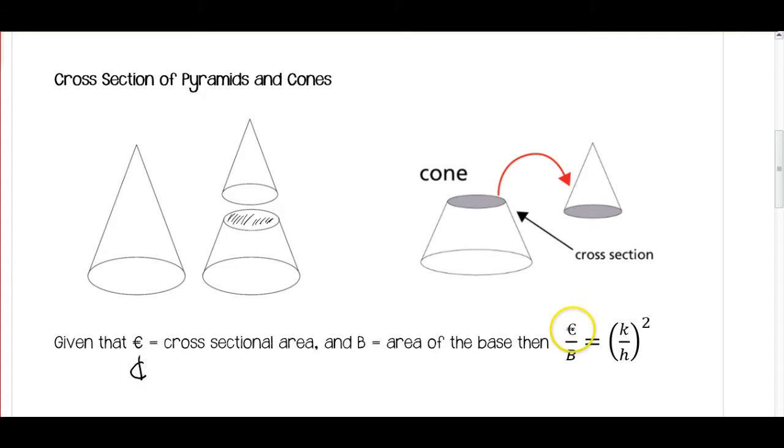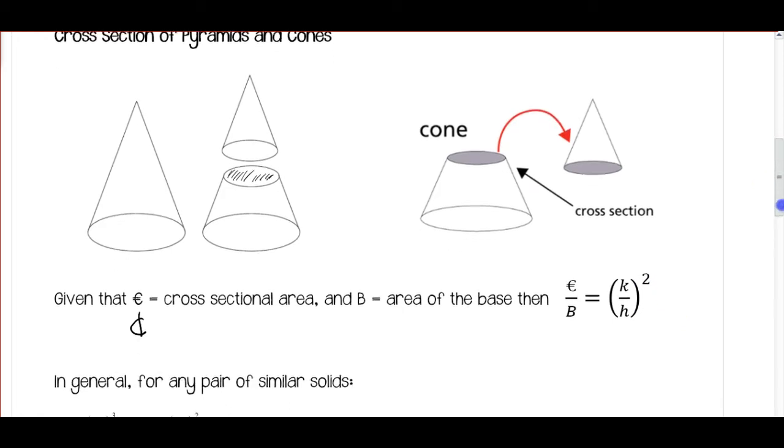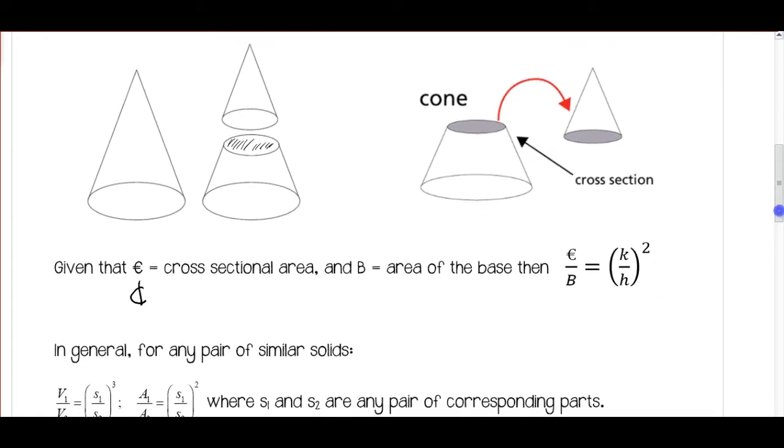So the ratio of the cross-sectional area to the area of the base is going to be the ratio of k to h squared, where k and h really are any corresponding parts. So k could be the radius of the cross-section, h could be the radius of the base, or k could be the height of the small cone, and then h could be the height of the whole large cone. So these really are just corresponding pieces of the two cones or pyramids.